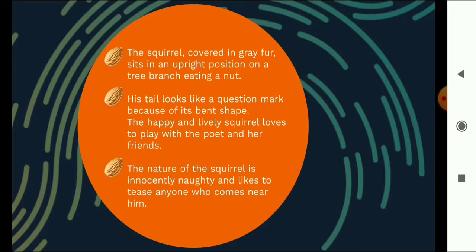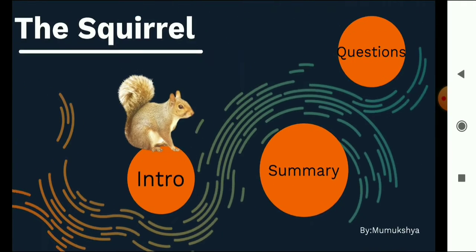The happy and lively squirrel loves to play with the poet and her friends. So the squirrel is very happy, very lively, very fun-loving. She plays with the poet and her friends. The nature of the squirrel is innocently naughty and likes to tease anyone who comes near him. So because the squirrel is very naughty, very active, likes to run around, he runs away from anyone if anyone tries to catch him or come near him or his house, right?